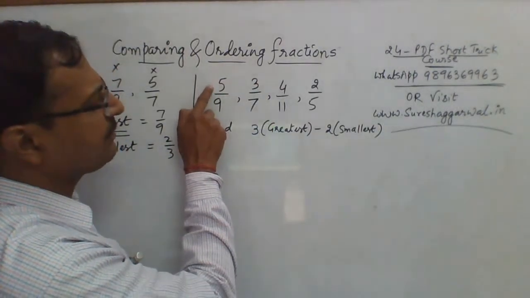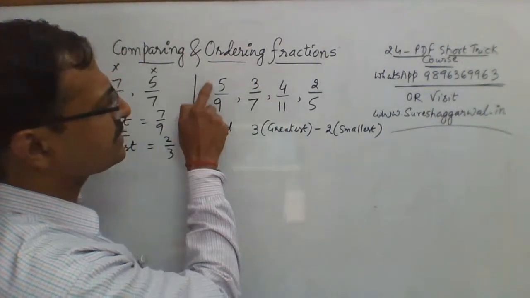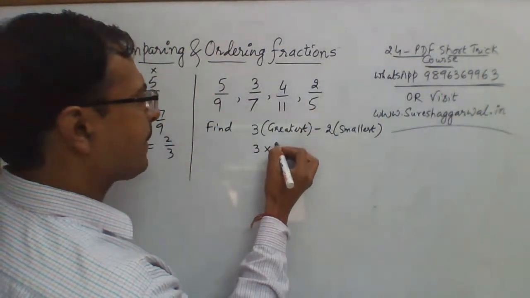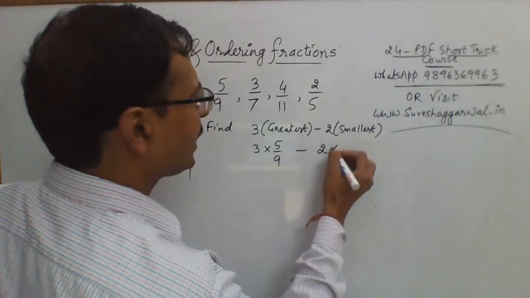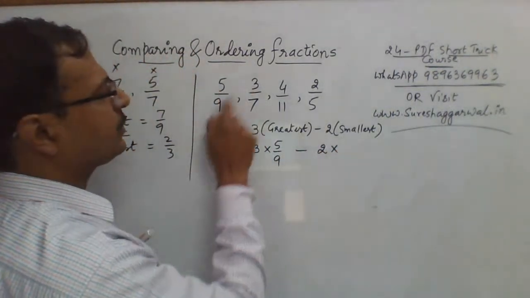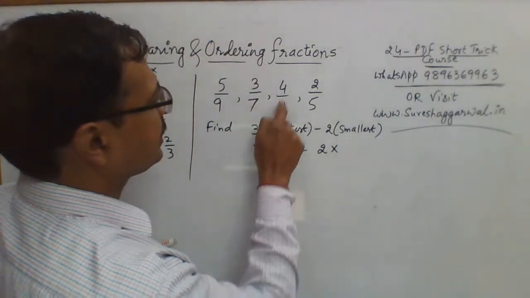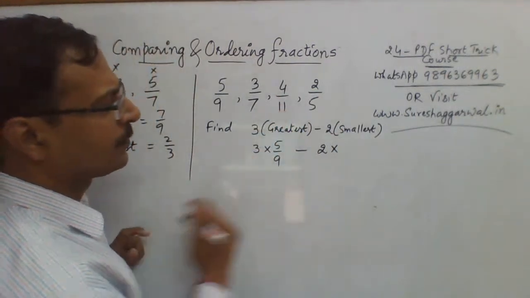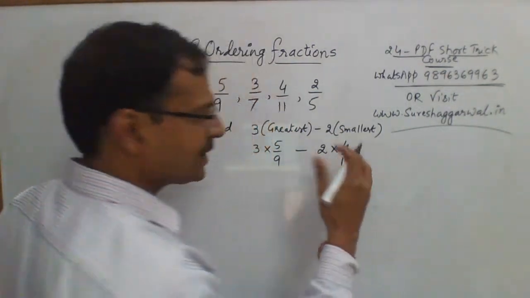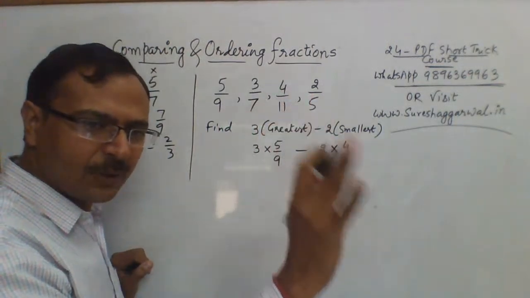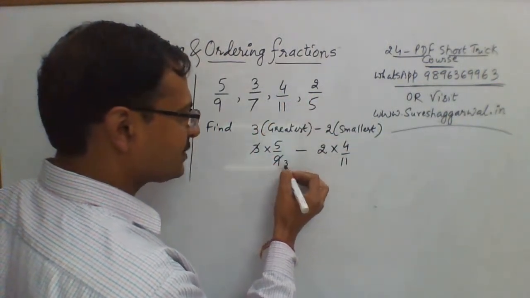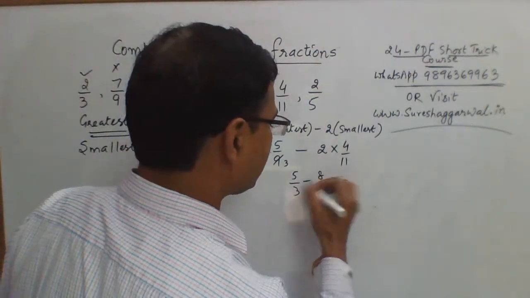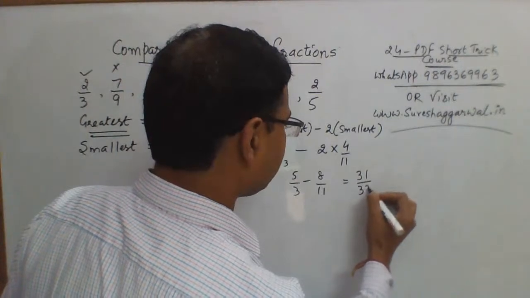35, 27, so 35 is greater. 55, 36, this is greater. 25, 18, this is greater. So greatest is 5/9, minus 2 times smallest. Now 35, 27, so this is smaller. 33, 28, so this is smaller. 20, 22, so this is smaller. 4/11. That's it. No calculation still now. 3 cancels 3 times, so 5/3 minus 8/11. That gives 55 minus 24, 31/33.